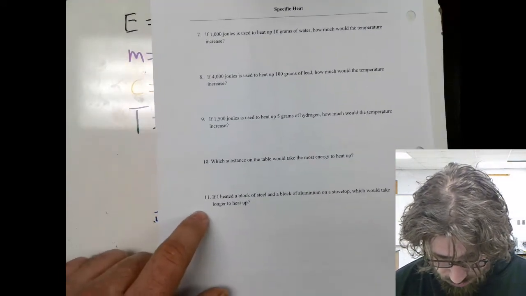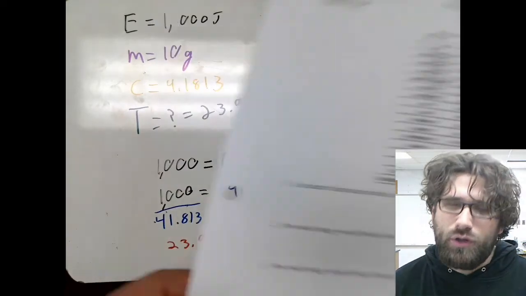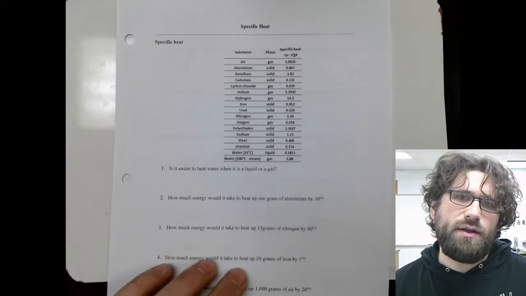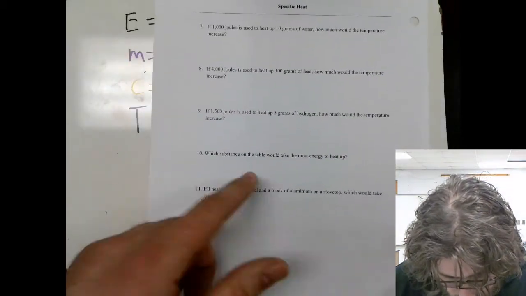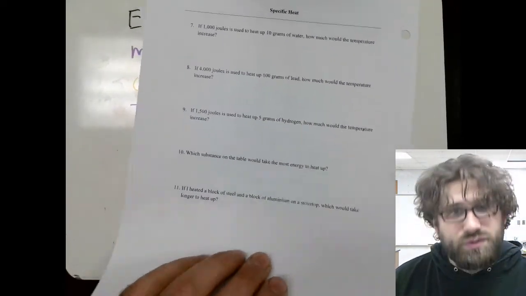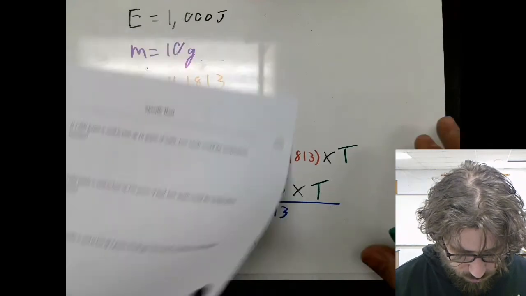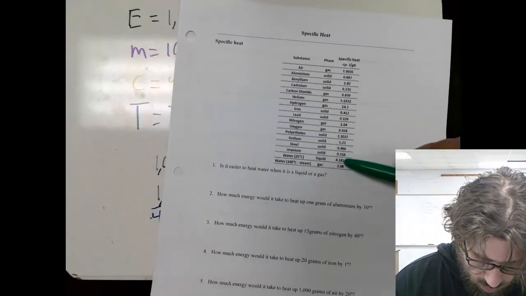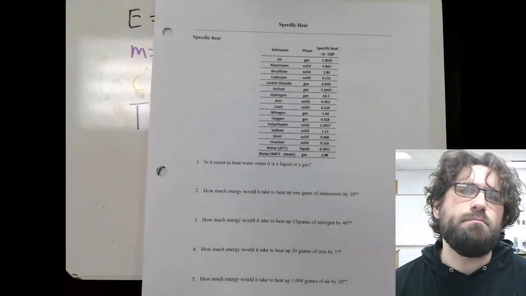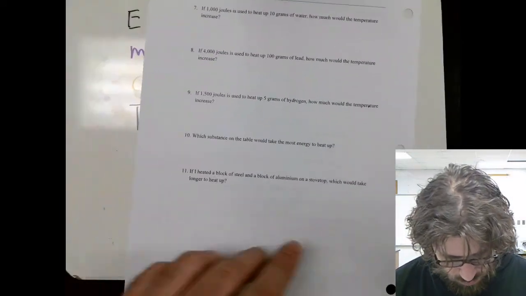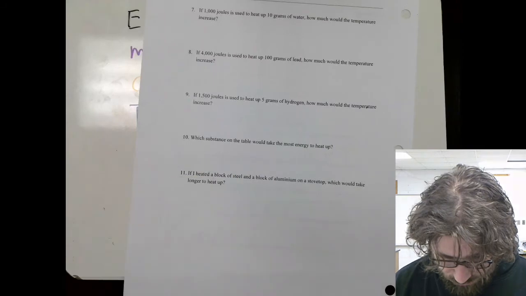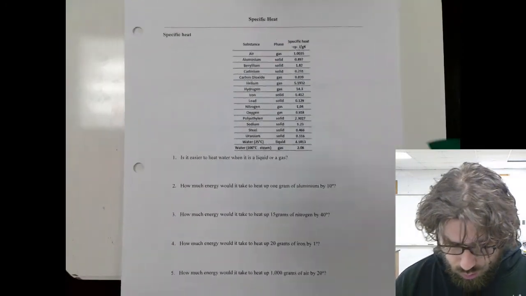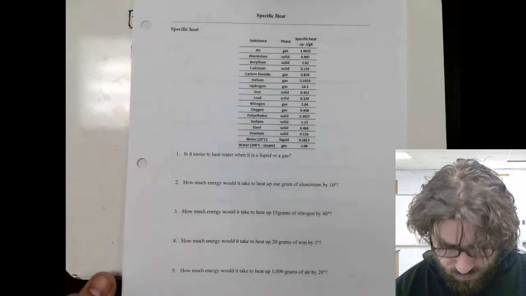And then numbers 10 and 11 are just asking you to look at this data table and really think about it. Think about which substance on the table would take the most energy to heat up. Well, we've been calculating that, so we should be able to go through this and figure out what number is going to make it the most energy. Then for number 11, if I heated up a block of steel or a block of aluminum on a stovetop, what would take longer to heat up? Well, we should be able to look at this and figure that out.